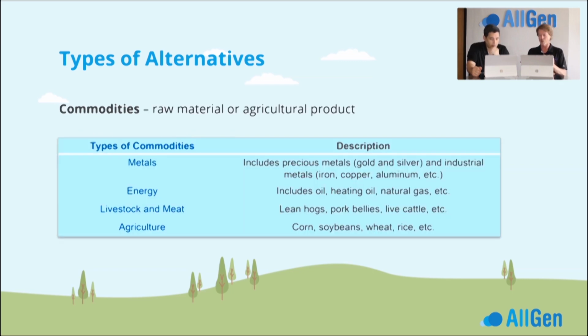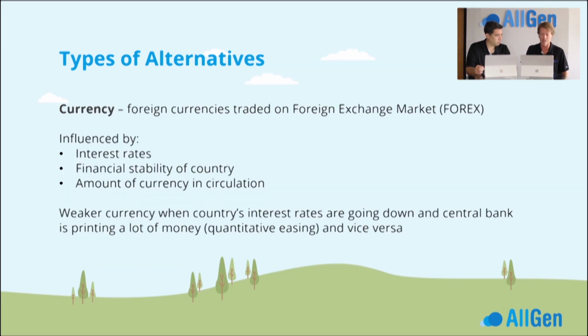Another one could be different types of metal or energy or livestock or agriculture. One of the most common ones here that you'll see is gold. There's a gold fund where you can actually own gold within a fund and get the appreciation if gold goes up or down, which could be a great diversifier. And we'll talk about that in another lesson.